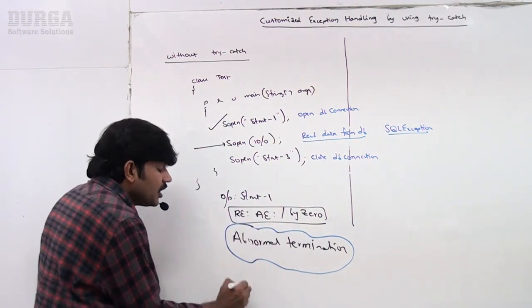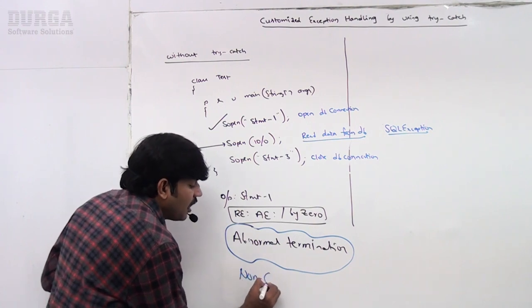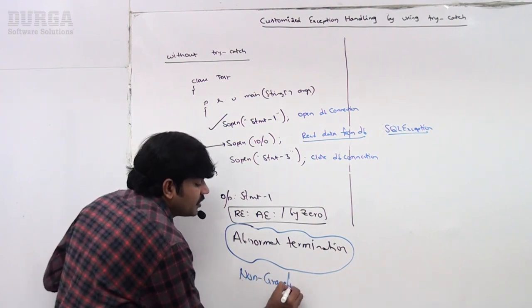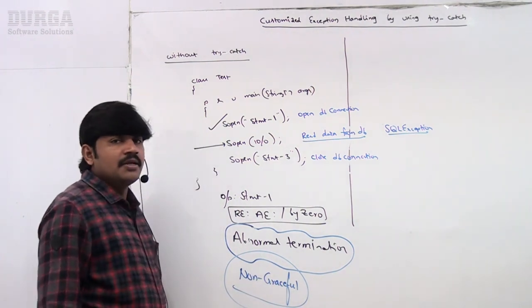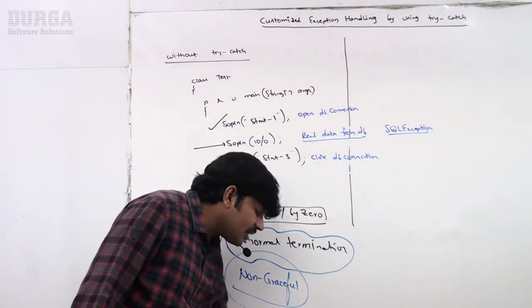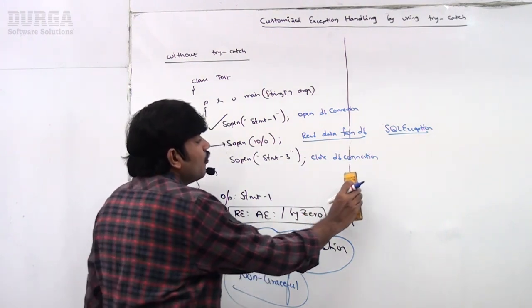Abnormal termination. Is it graceful termination? Non-graceful termination, because we are missing something. Non-graceful termination, right? Okay, same example with exception handling I want to discuss, so that you can feel more comfortable.